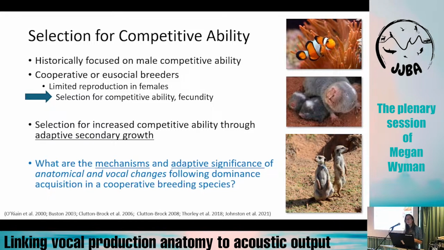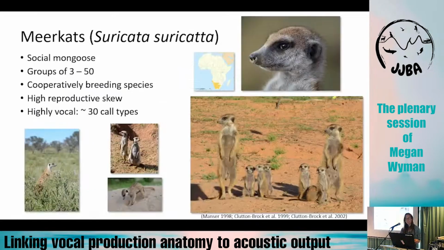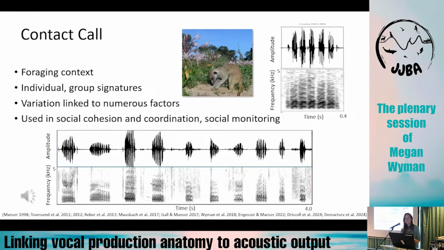So we wanted to look at what the mechanisms and adaptive significance of these anatomical and vocal changes were in these cooperatively breeding species. Meerkats are a social mongoose living in groups of 3 to 50. If you heard Nicola's talk this morning, I'm sure she told you all about these cooperatively breeding animals where there's a dominant pair living in a group where the rest of the group does cooperative behaviors to help raise the young. Most of the breeding is done by the dominant pair, but it's not always the case.